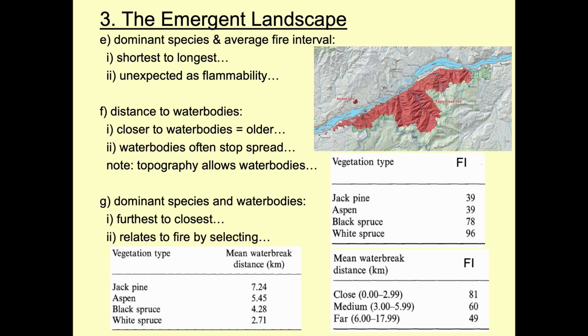So this relates to fire by selecting species that have a long lifespan, such as white spruce. So remember, the disturbance interval has this strong selective power. If there is a system that experiences a long disturbance interval, that system is going to select for long-lived species. So the further a forest is from a water body, the more likely it's going to experience fire, and there's this selection towards species that have short lifespans, such as jack pine and aspen.